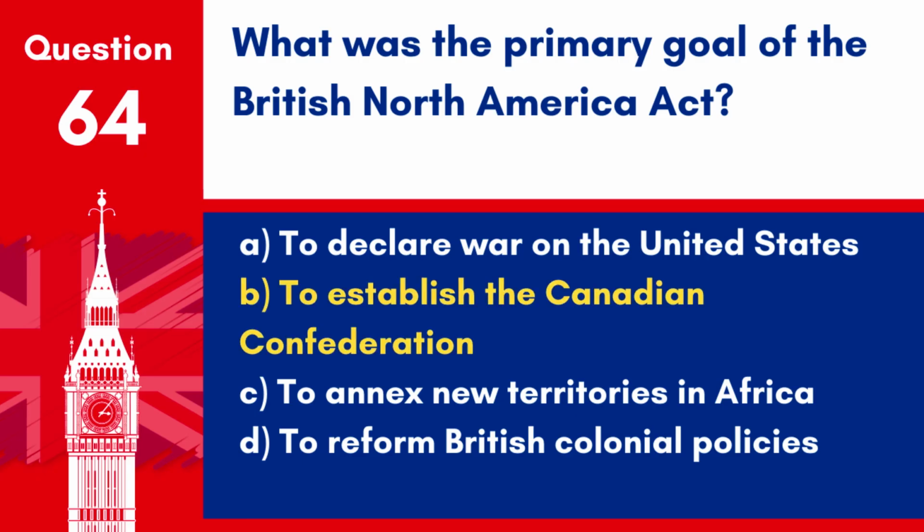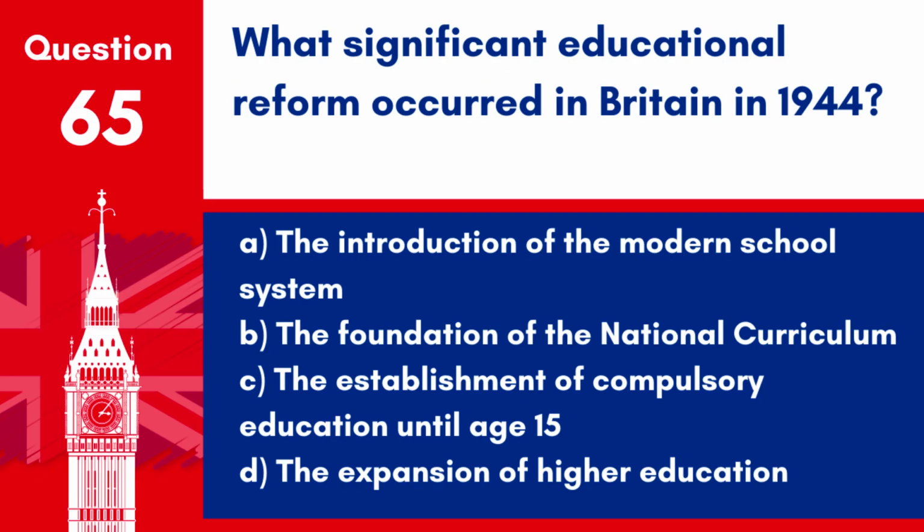Answer: B. To establish the Canadian Confederation. The British North America Act of 1867 united 3 colonies into the Dominion of Canada, a key step in Canada's path to independence.